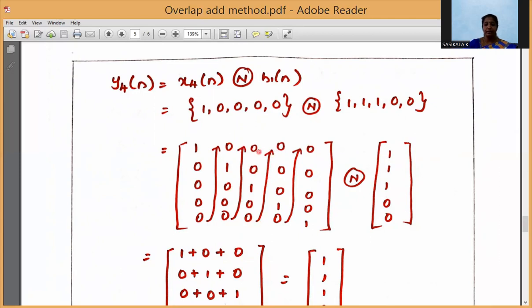Again, this 0 is taken here. So 0, 0, 1, 0. Again, this 0 is taken here. So 0, 0, 0, 1. Circular convolution of 1, 1, 1, 0, 0.